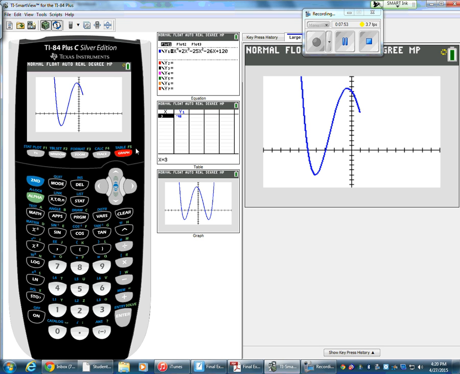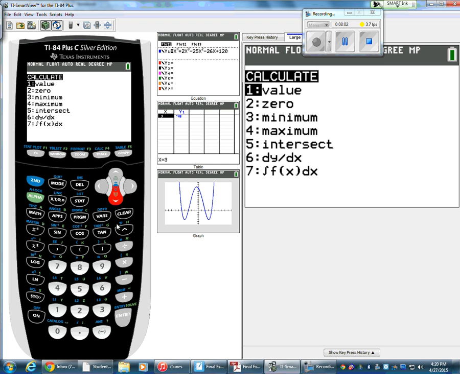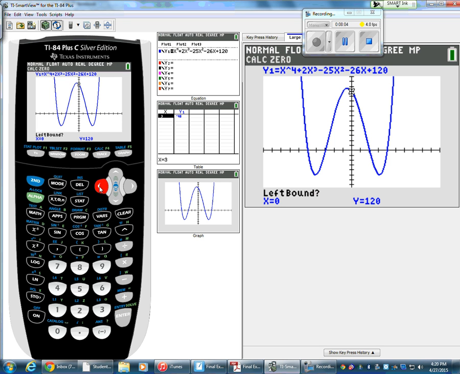The first question says, find all the zeros from left to right. So I'm going to find the zeros. Second trace, I want the zeros, which is number 2. And I'm going to come over here to this one on the left. What you have to do is give it a left bound and a right bound to calculate that zero. I'm going to have to do this 4 times. If you notice, there's 4 zeros here. So left bound and a right bound, a point to the left of that and to the right of that. And that first zero is at negative 5. So I would write negative 5, 0.